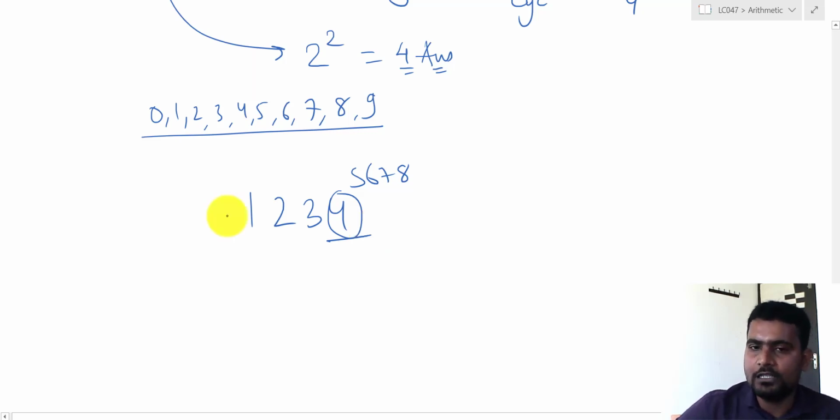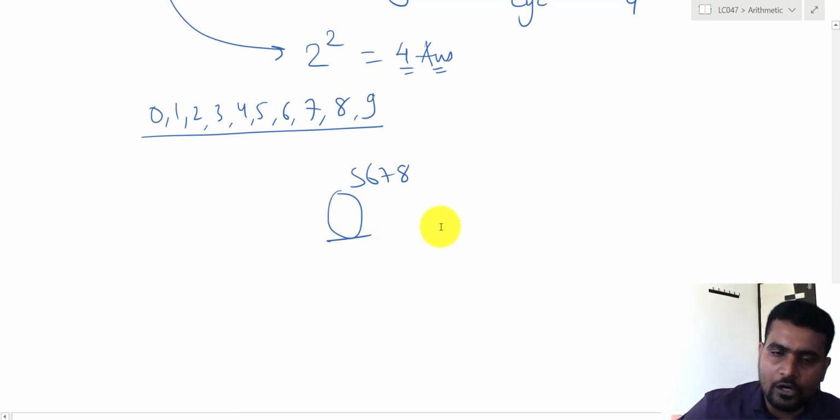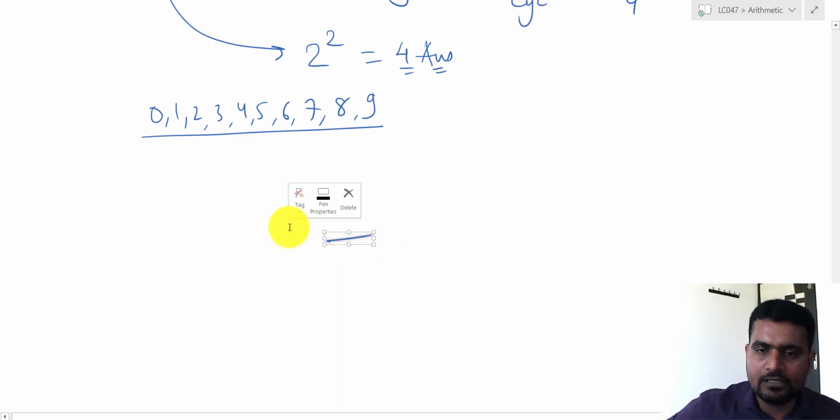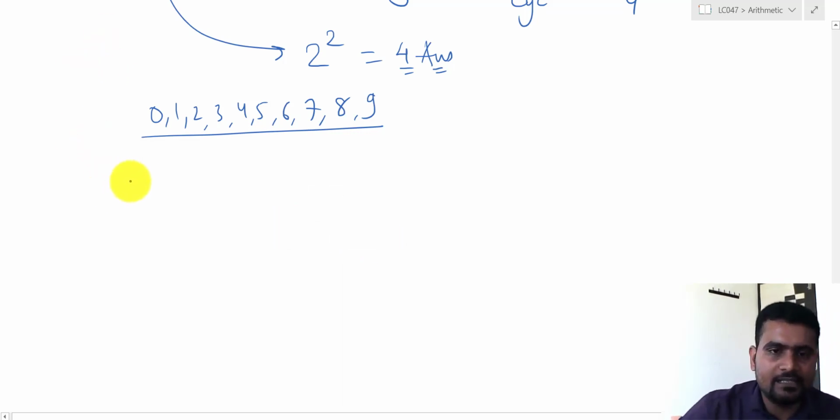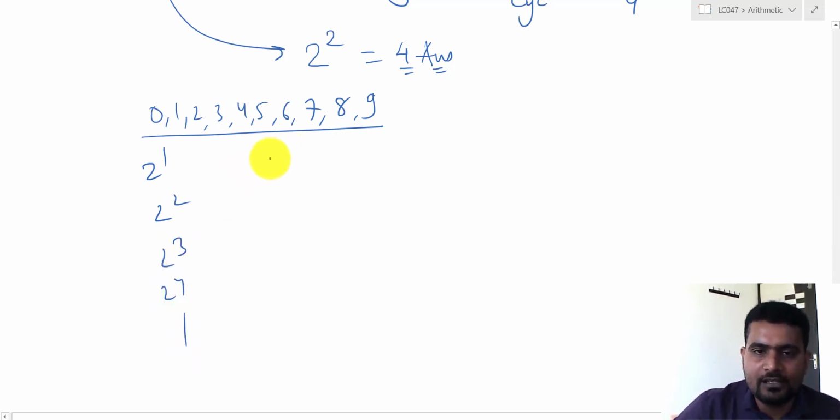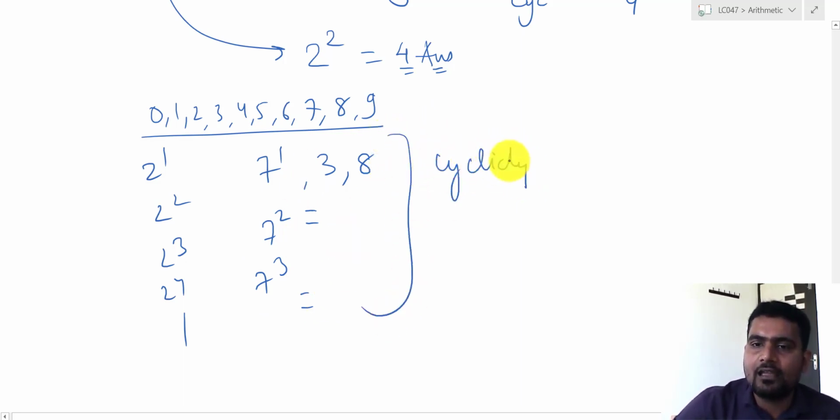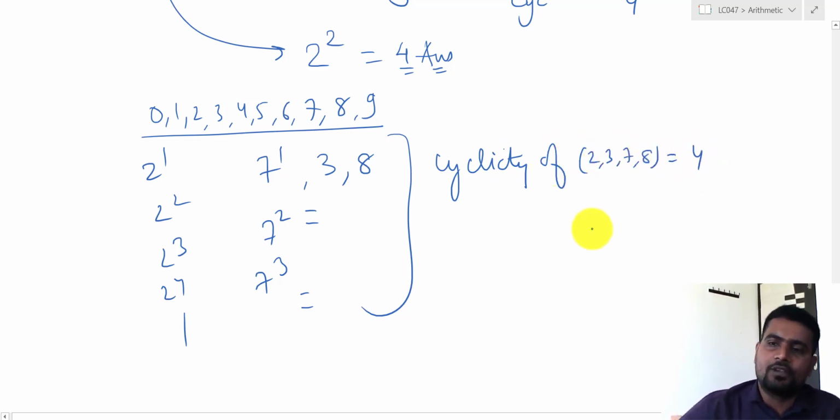So I have dealt with only 2 till now. Okay, so what you can do is, remember that this cyclicity, this is your homework. You can take it as a homework, like how I did for 2, finding this thing. 2 is 2 raised to power 1, 2 raised to power 3, 4, something like that. You find for 7, 3 and 8 also. Okay, that 7 raised to power 1, 7 raised to power 2, 7 raised to power 3, and find the unit digit and check whether you are getting the cyclicity of 2 3 7 8 is 4. Okay, that is your homework.